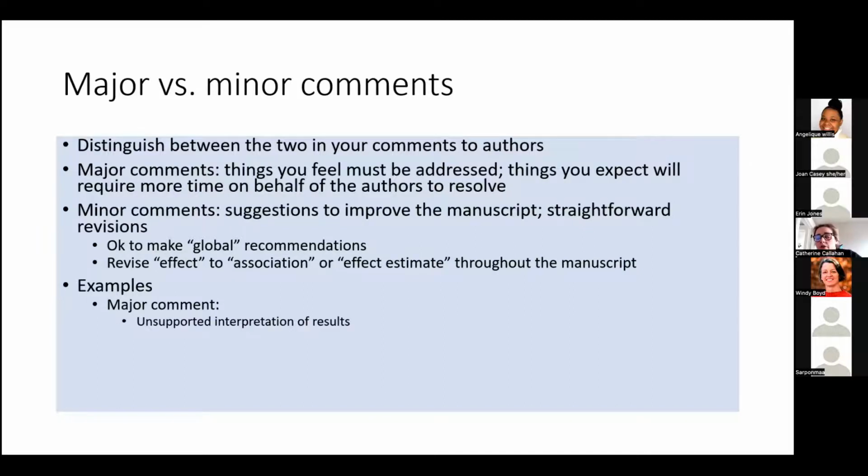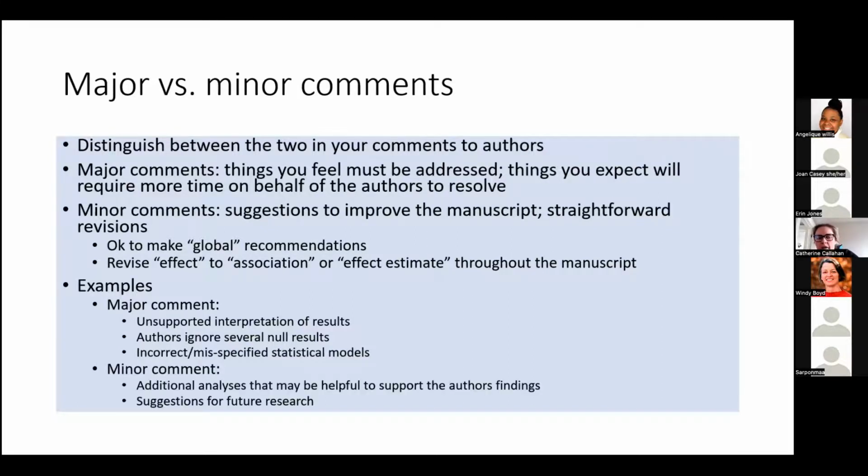Okay, so one major comment that I see a lot is if there's an unsupported interpretation of the study's findings. So if the conclusion section is vastly out of touch with what the actual results are, I would consider that a major comment. Or if the authors are ignoring several null findings and only focusing on the one statistically significant finding, that is a major issue. If there's something wrong with the statistical models and the authors have to redo all of their analyses, I would consider that to be something that will be very time consuming and a major comment.